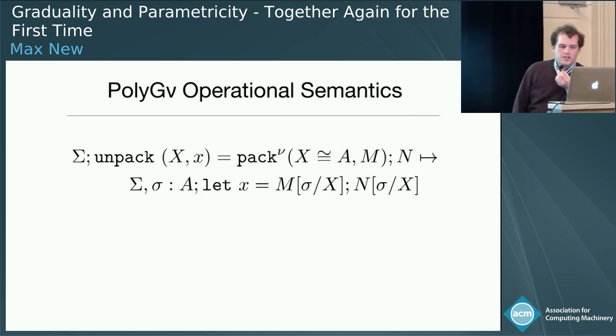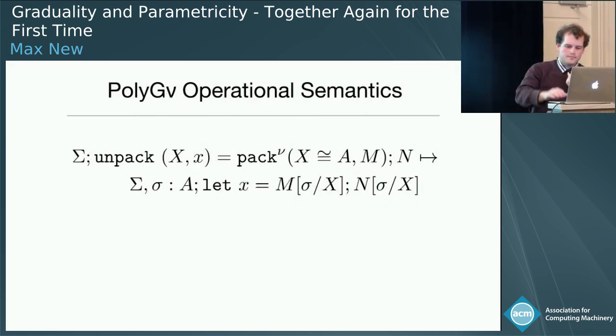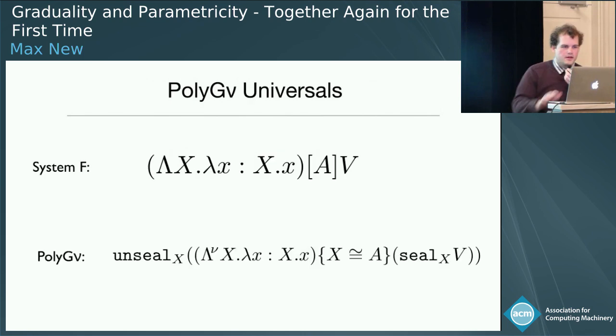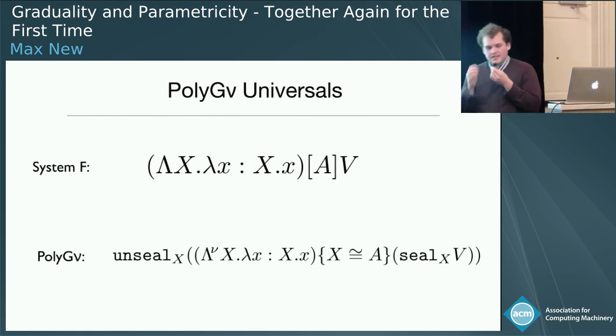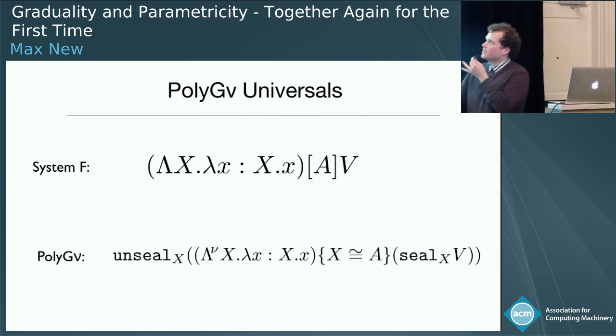But note here that there's no sealing being inserted. The sealing is already written inside of M. And then, of course, if you unseal a sealed value, you'll just get the value back out because it's an isomorphism. Okay. Next, we have the universal types, and we basically designed the existential types first, and then we did the universal types by a kind of duality.